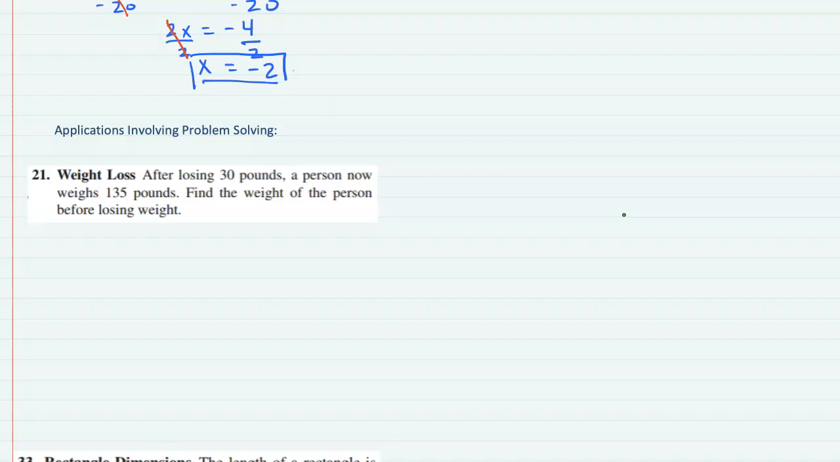The first one is about weight loss. After losing 30 pounds, a person now weighs 135 pounds. Find the weight of the person before losing weight.